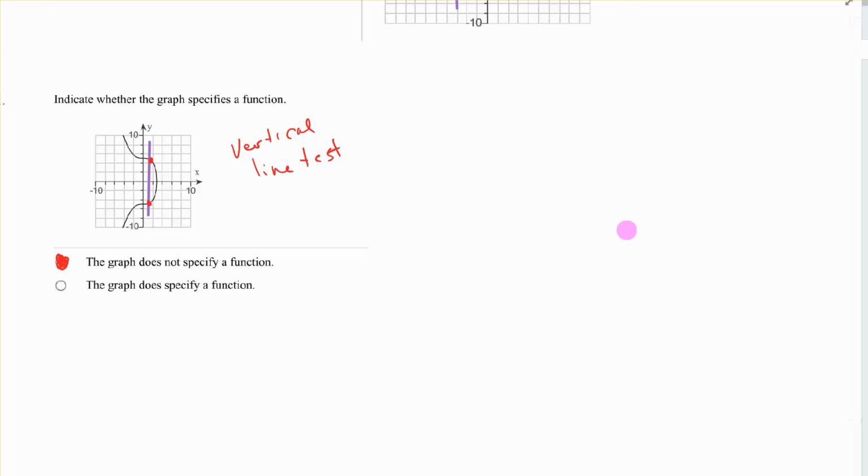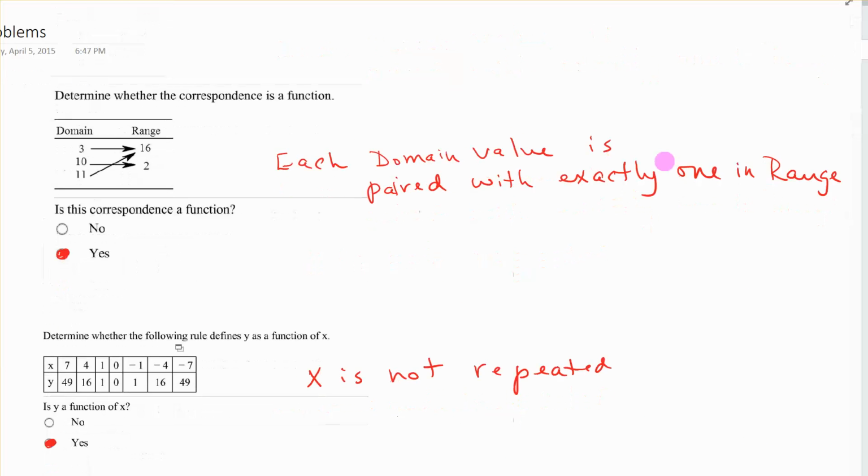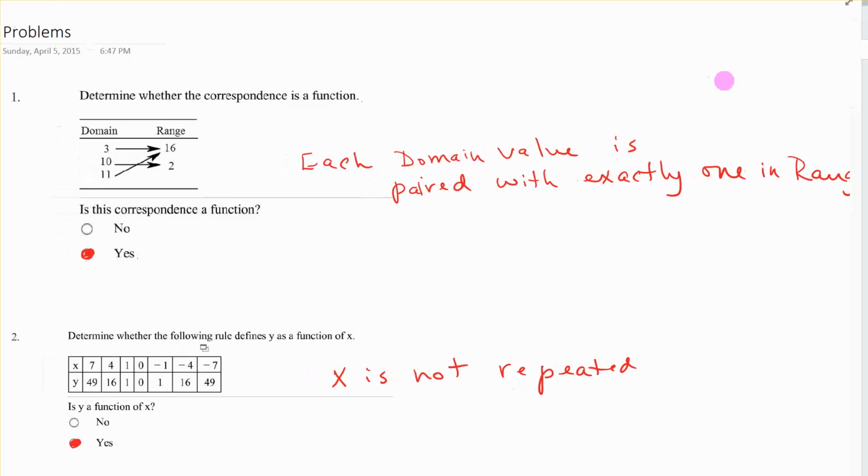And I believe that's all the problems for 10-1, and that should get you going on that.